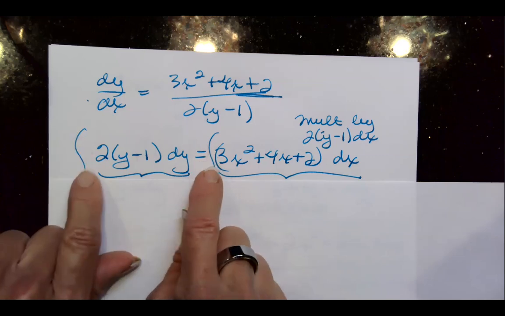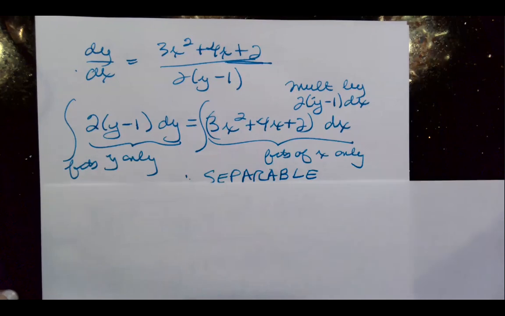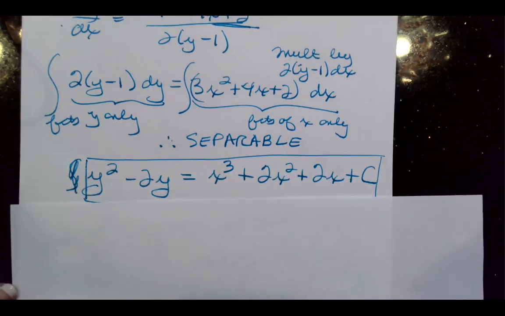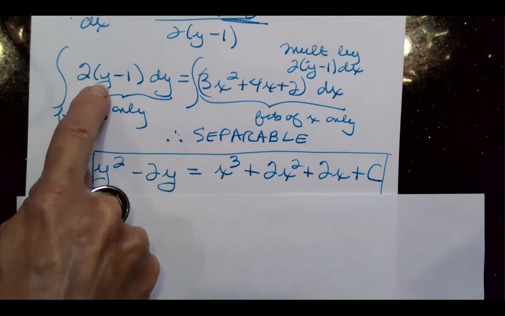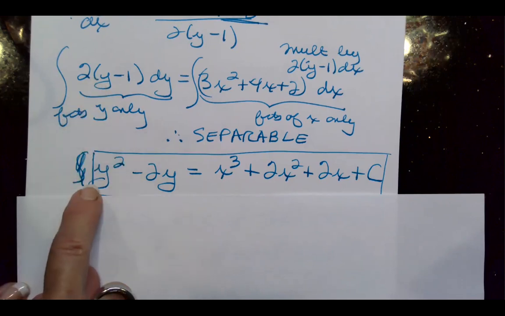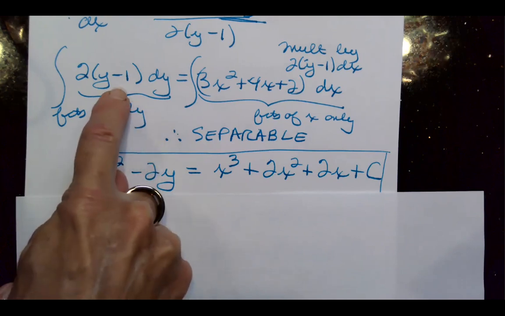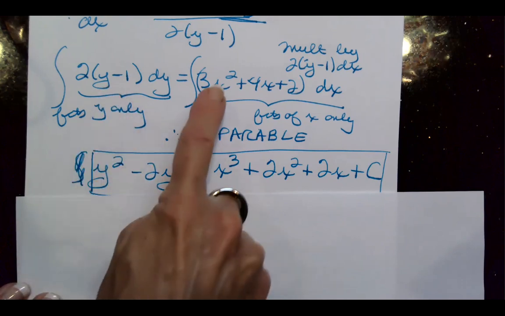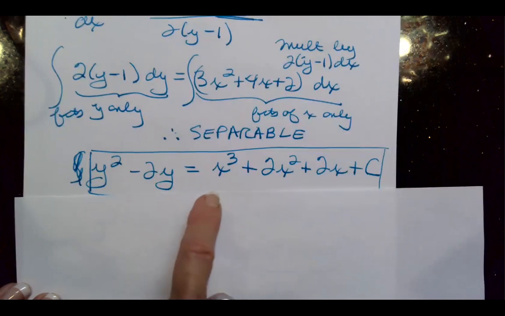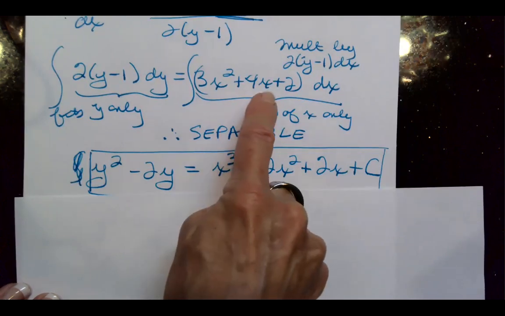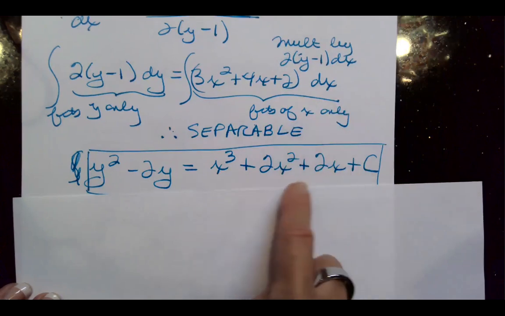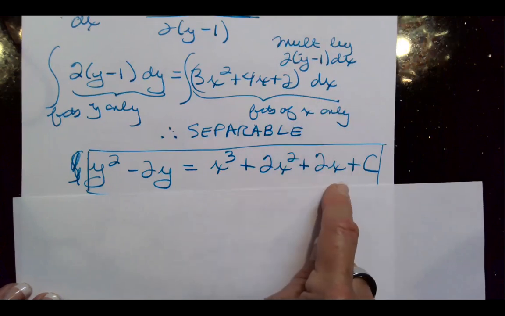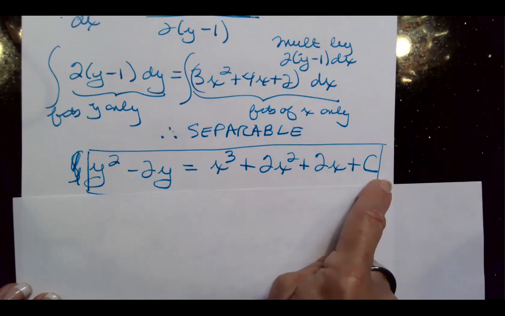So I can integrate, and now I just do the integration and be a little careful. When I integrate 2y, I get 2y squared over 2, which is y squared. When I integrate minus 2, I get minus 2y. When I integrate 3x squared, I get x cubed. When I integrate 4x, I get 2x squared. And when I integrate 2 with respect to x, I get 2x. And I need an arbitrary constant somewhere, so let's put it on that side.